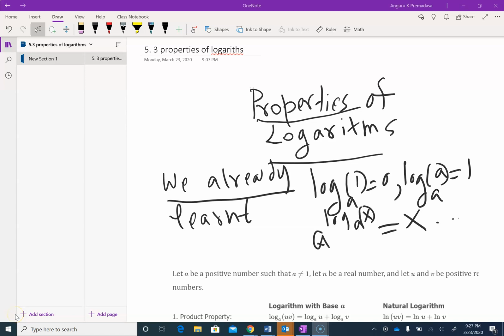So this is my video on properties of logarithms, right? We already learned some in 5.2. For example, the log of 1 to any base is 0, and when the base and the number are the same, log base a of a is 1. That means log base 2 of 2 is 1, log base 3 of 3 is 1, and so on. And things like a to the log base a of x is equal to x. If you take a to the log base a of x, the logarithm and the exponential cancel off, right? And you get back the original x. So we learned some properties like that.